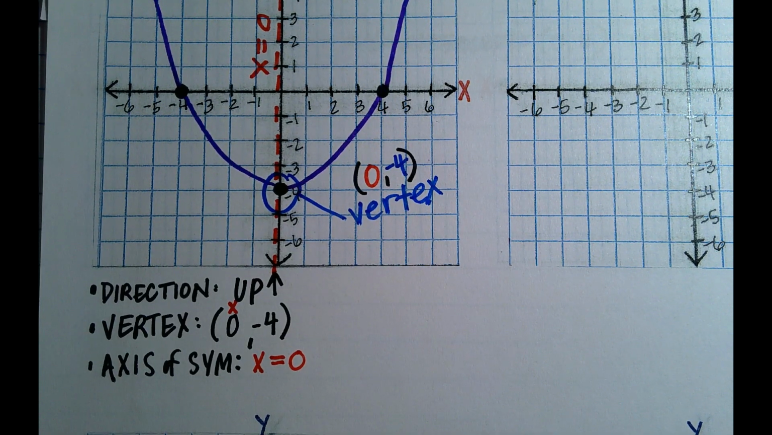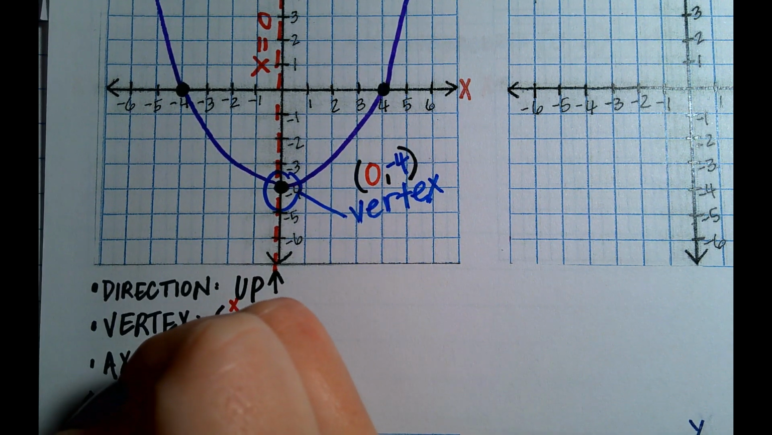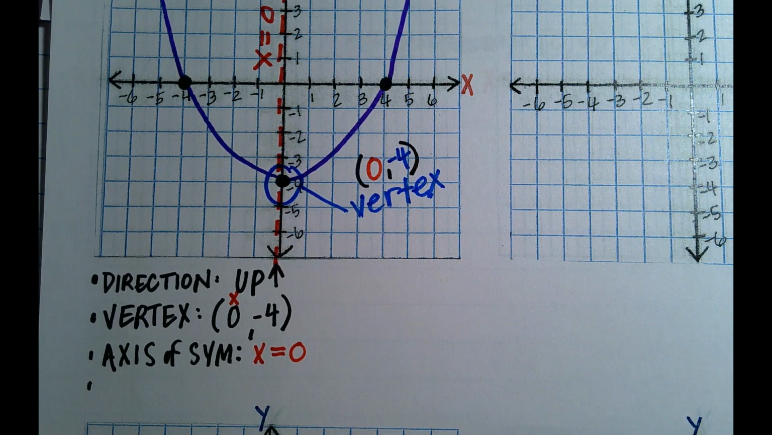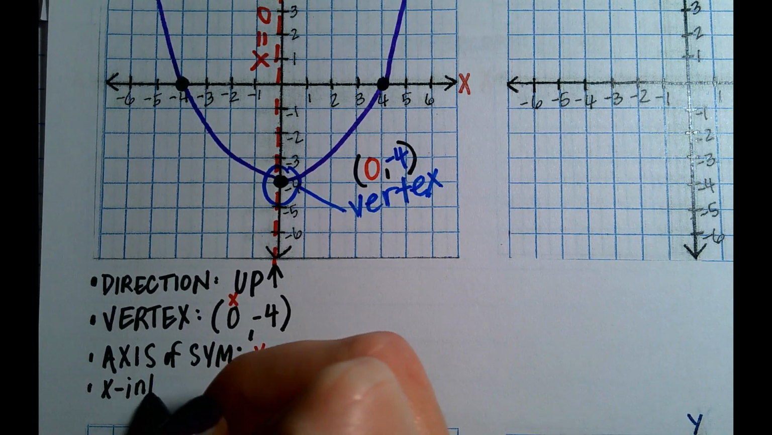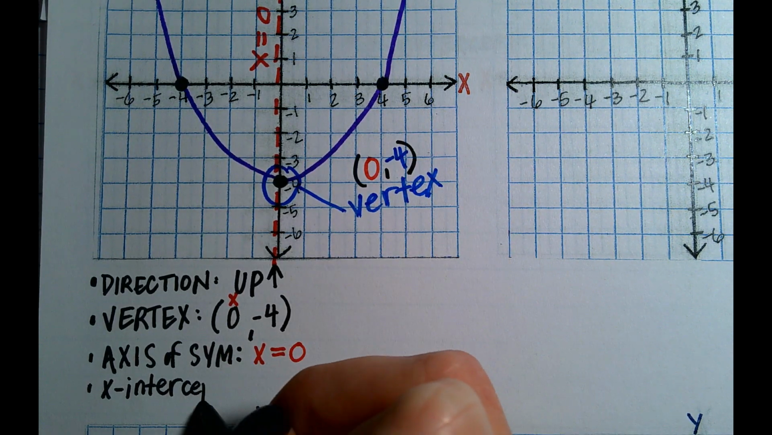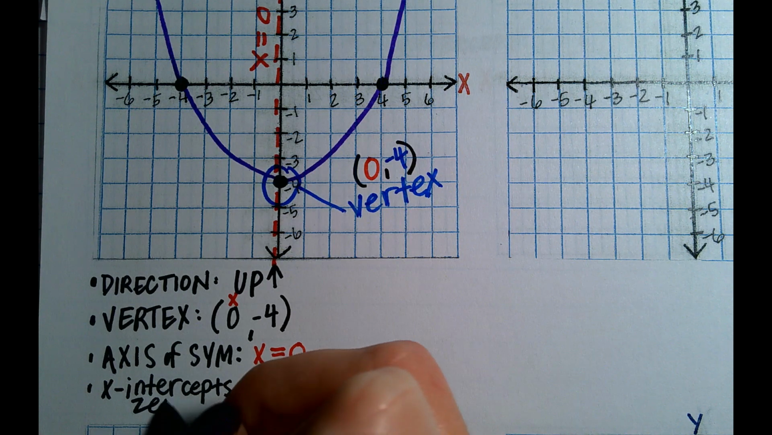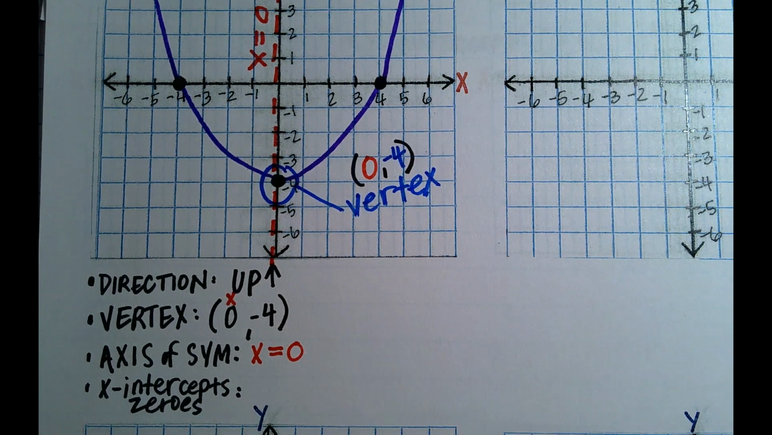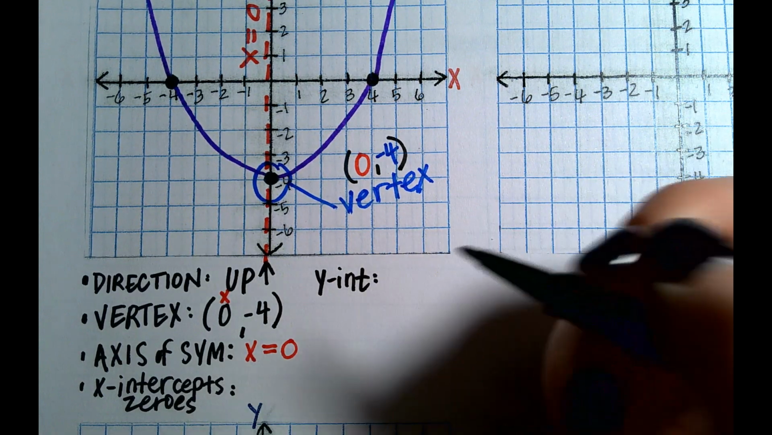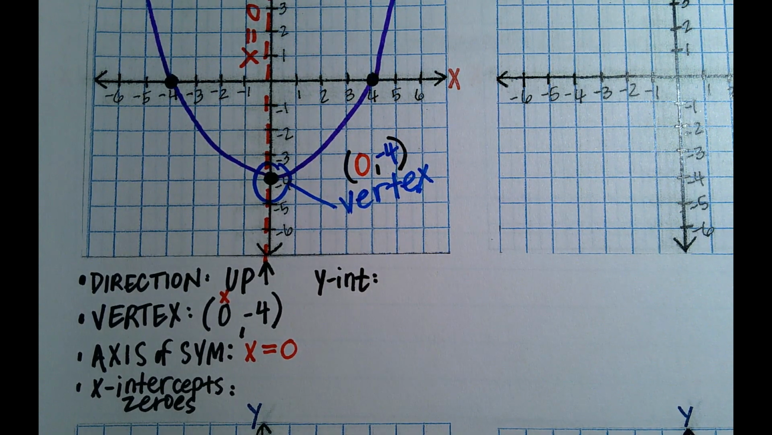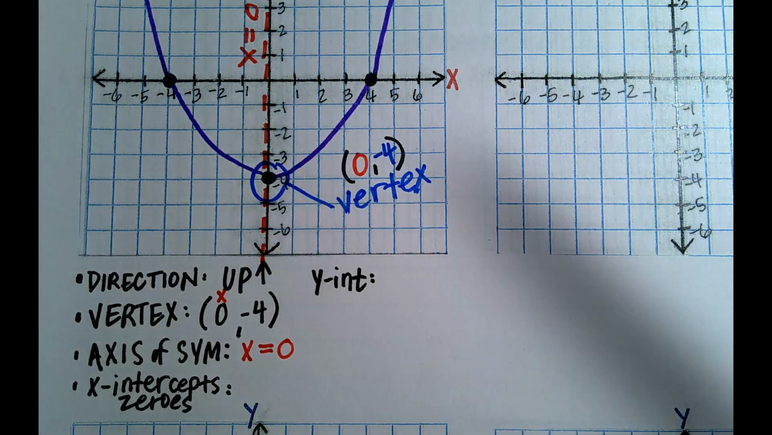So we got that. Next, we have x-intercepts or zeros. And then we have y-intercepts. Okay. Remember, the x-intercepts are where the parabola touches the x-axis? -4 and 4. Yes.